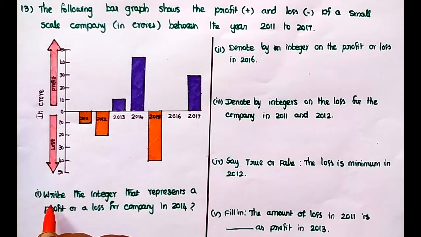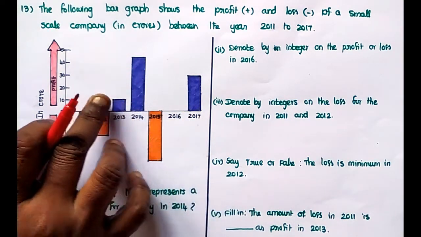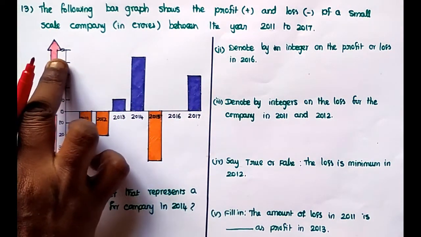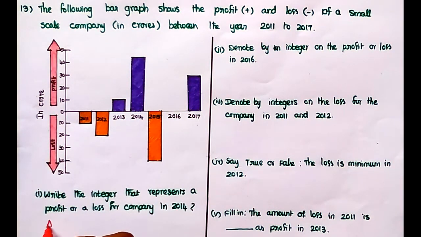See the first question, write the integer that represents a profit or loss for the company in 2014. In 2014 there is profit only. How much? 45. So answer, how will you denote that? Plus 45, since it is profit.